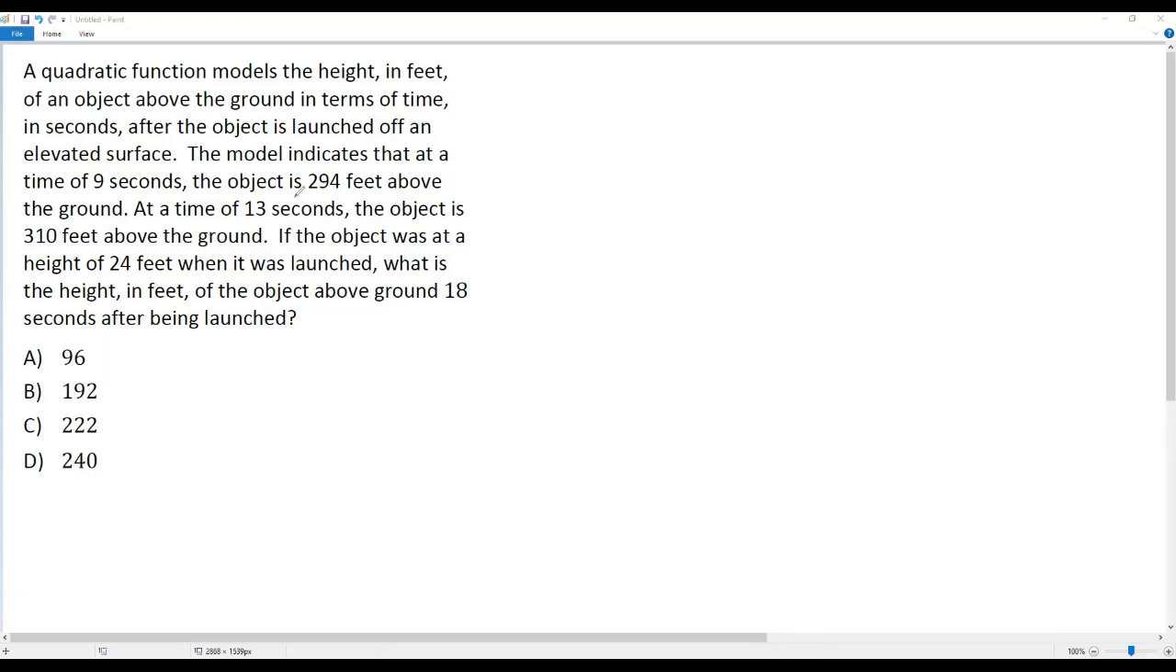Here we have a SAT math problem. Okay, let's cover the question. A quadratic function models the height in feet of an object above the ground in terms of time in seconds after the object is launched off an elevated surface.